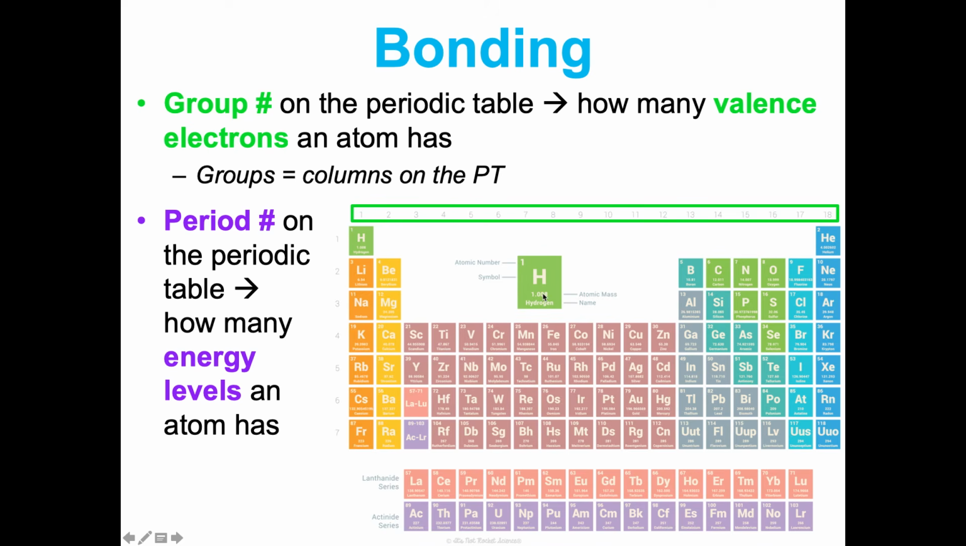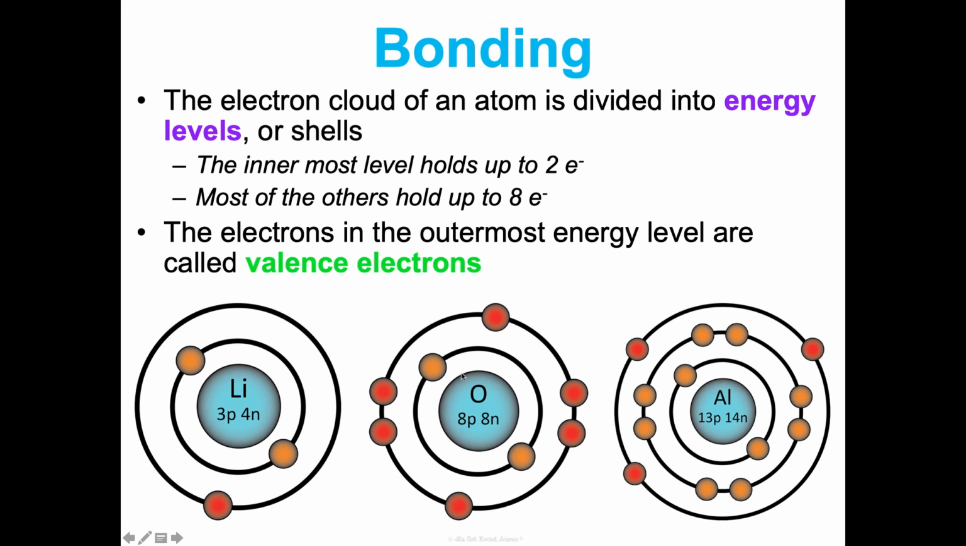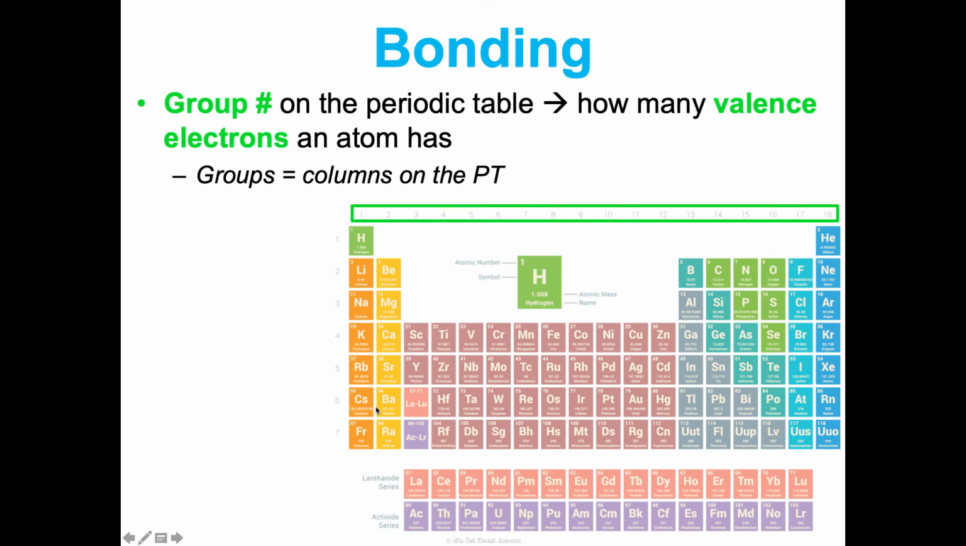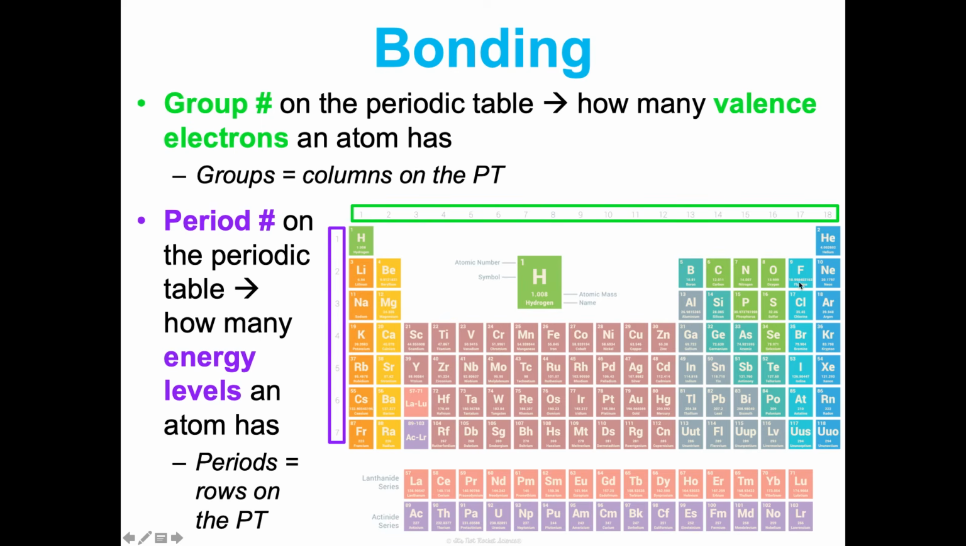The period number tells us how many energy levels. So that's the rows. Everything in period 1, hydrogen and helium, only has 1 energy level. Row 2 has 2 energy levels. So if we go back here, notice oxygen and lithium have 2 energy levels, and they're both in period 2. There's lithium and there's oxygen.